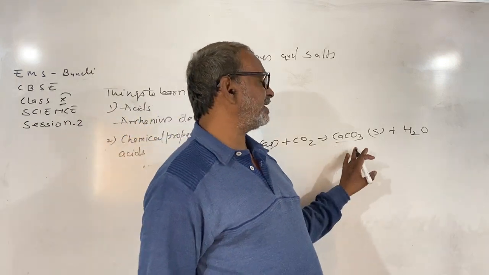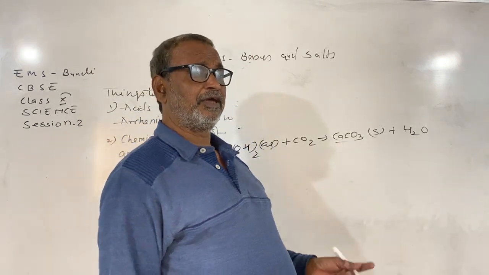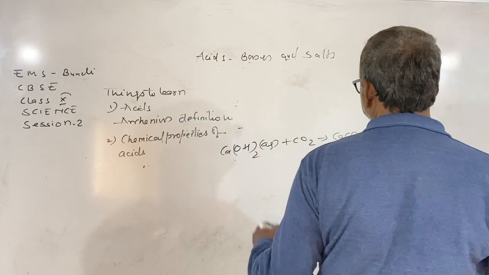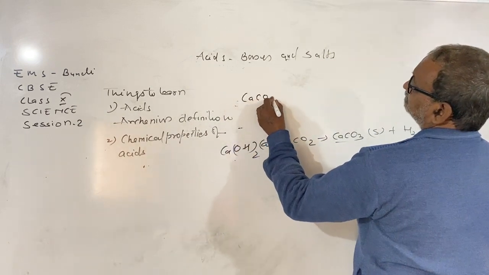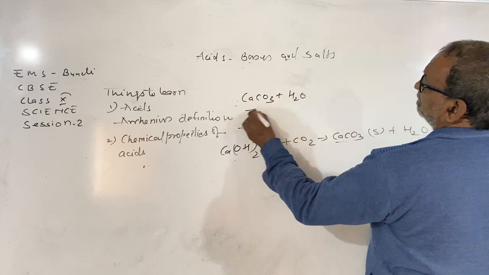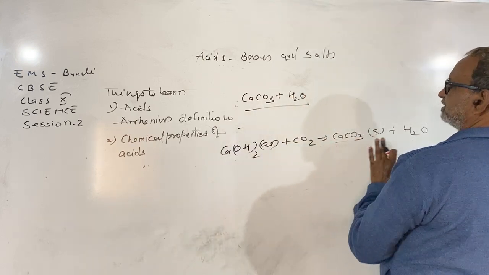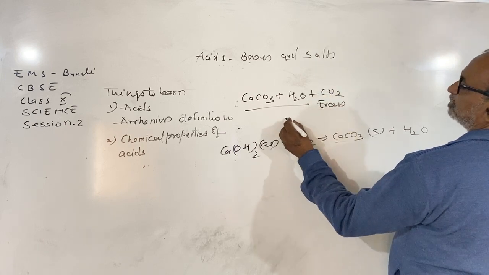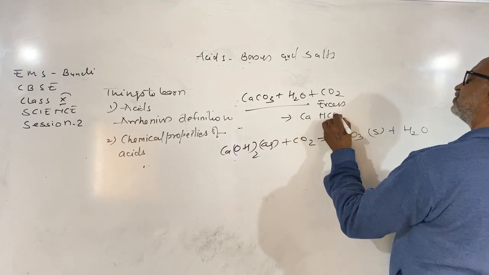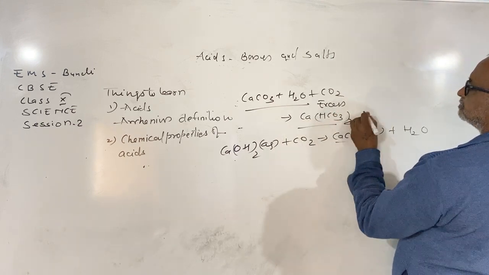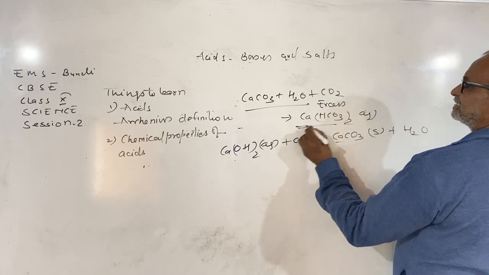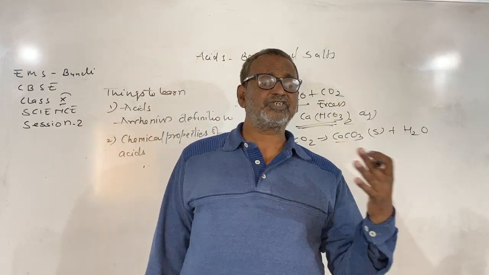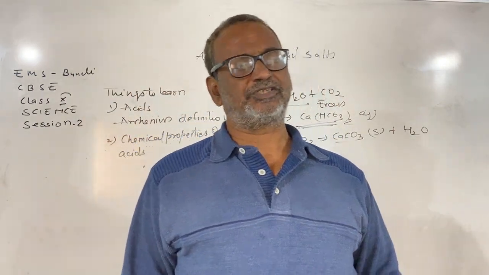However, this milkiness would disappear if carbon dioxide is passed in excess. What happens actually? When excess carbon dioxide is passed through the product, that is insoluble calcium carbonate and water, soluble calcium bicarbonate is formed, and it is colorless. So the milkiness disappears when excess carbon dioxide is passed through the lime water.